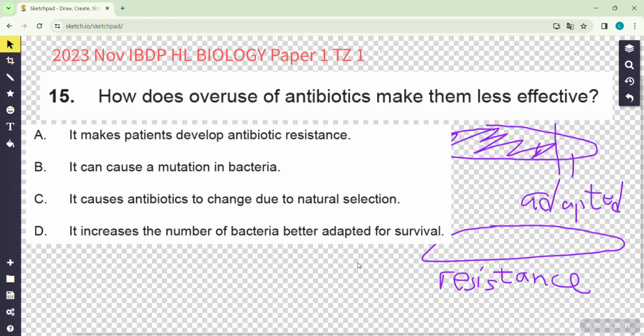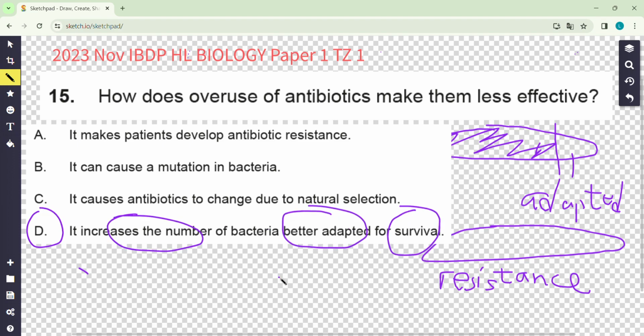So look at the options A to D. Which one is correct? Think about it. Yes, the answer is D. The better adapted survive and increase in number.